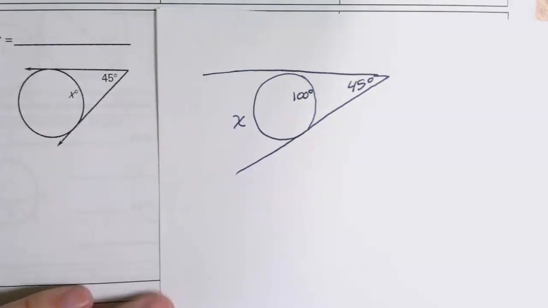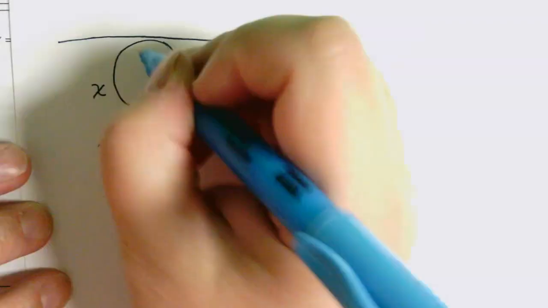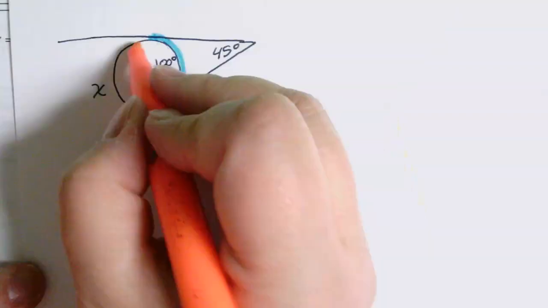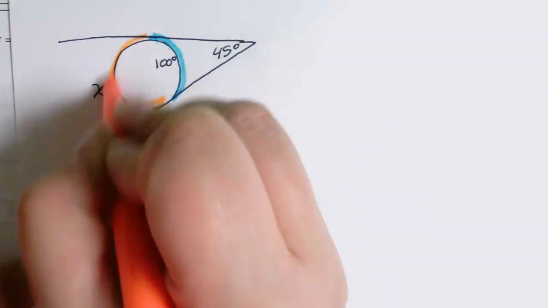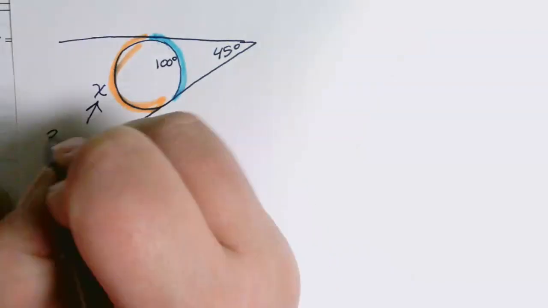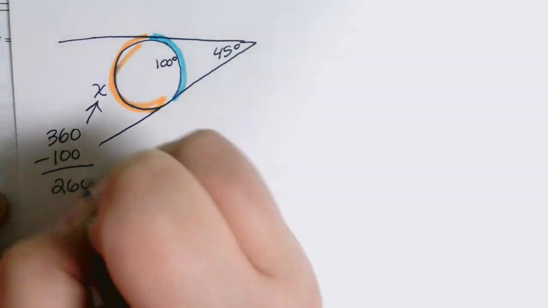Okay, looking at this picture, what would I have to do to find x? Exactly. You have two arcs here, the 100 and then the x, and together they make up the whole circle. So if you have one of them and you're missing the other one, you're just going to subtract from 360 to get that one. So I would say, okay, this is 360 minus 100, which is 260.